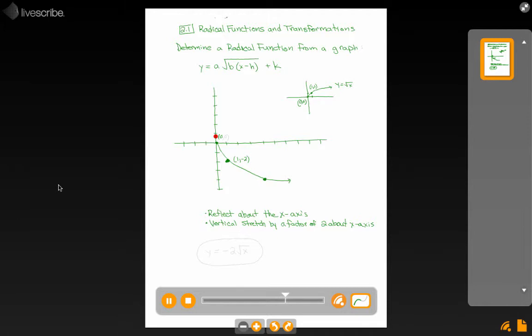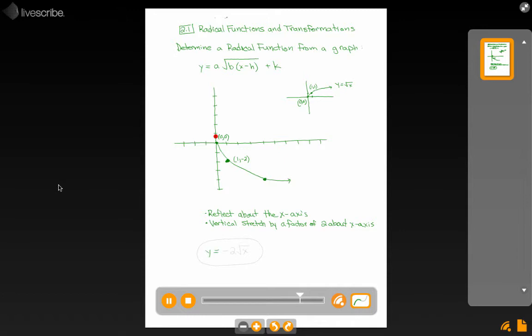Once you decide on your reflections and then your stretches, you would look to see if there was any translation. But the fact that this thing still is passing through 0, 0 makes me think there hasn't been any moving left or right. So my job is now just to figure out what the equation is going to be.